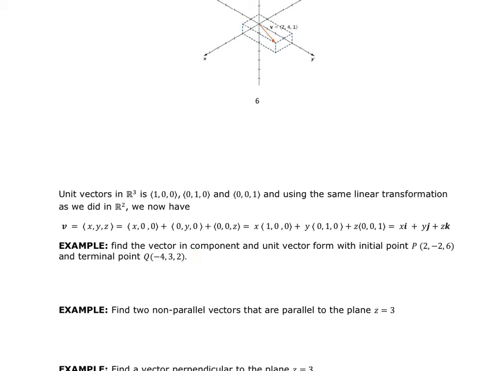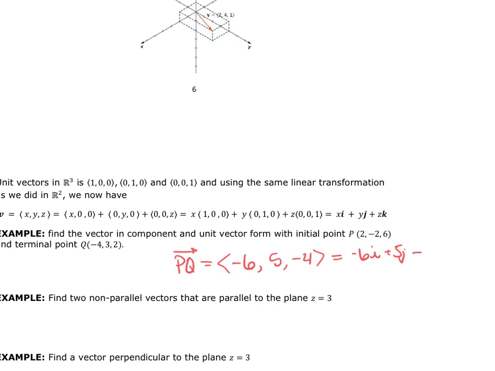We want to find the vector component of the unit vector form, which means I want the ijk stuff, with an initial point of P and a terminal point of Q. So you have to pay attention to who you start with, because like before, when we did this in R2, we take our tip, which is Q, and subtract off the tail, which was P. So my P to Q will be equal to -4 minus 2 gives me -6. 3 minus a -2 gives me a +5. And 2 minus 6 gives me a -4. In the ijk form it is -6i plus 5j minus 4k.